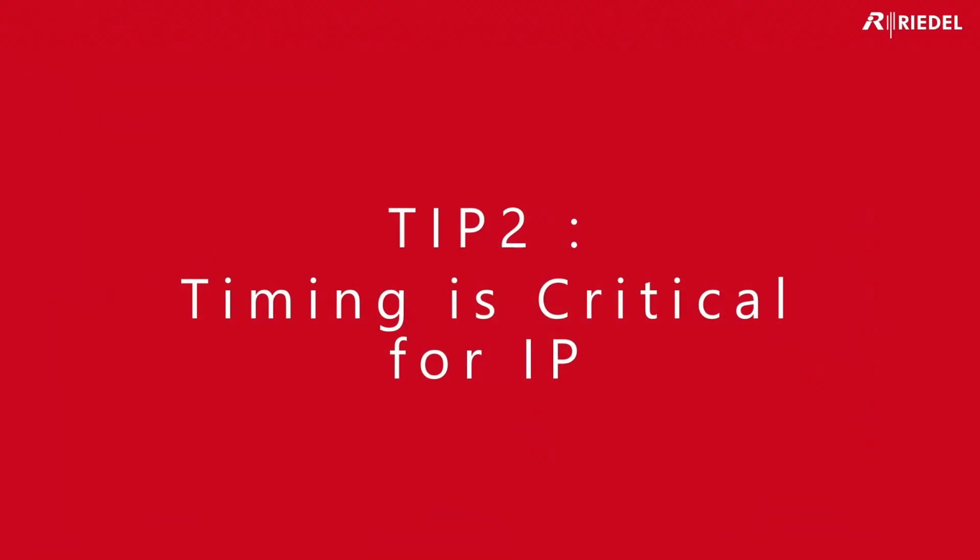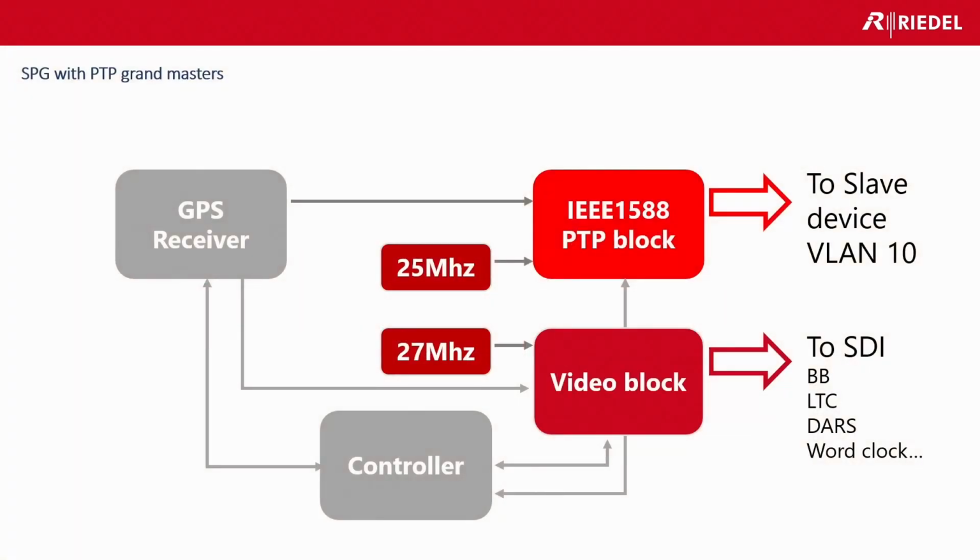So let's go to tip number 2. Timing is critical. First, this is advice: if you start from scratch, from a greenfield, look for an SPG with a Grandmaster. The S is a typo, sorry. You will have, let's say, a GPS receiver that gets the signal, and then you synchronize the PTP, which is crucial for your IP, and you will also have the SDI synchronized with a black burst.